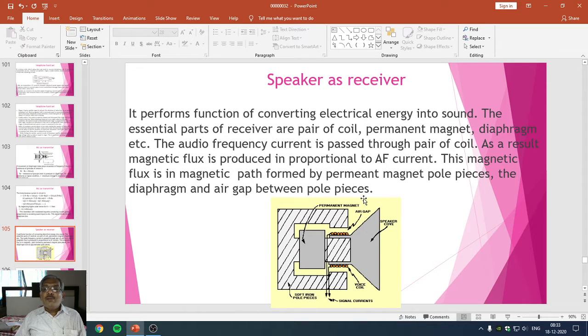Generally, the speaker makes use of a permanent magnet. So this E-shaped structure represented in the figure utilizes the permanent magnet. Permanent magnet means one can't destroy its magnetism. So that is called a permanent magnet. And the E-shaped structure, these are called the pole pieces.